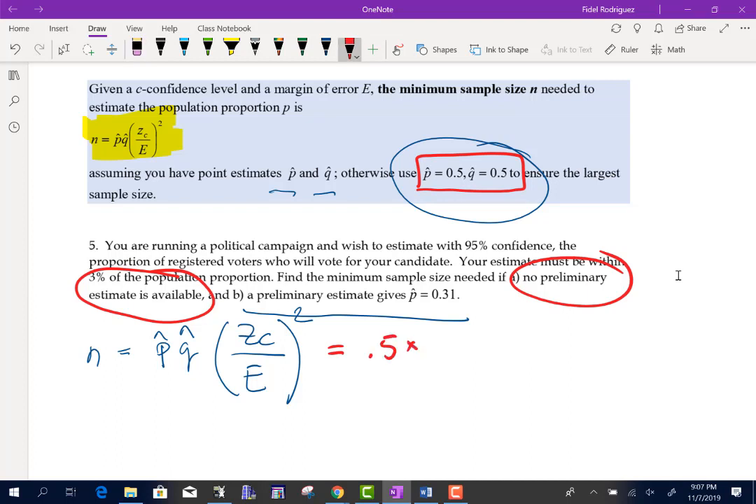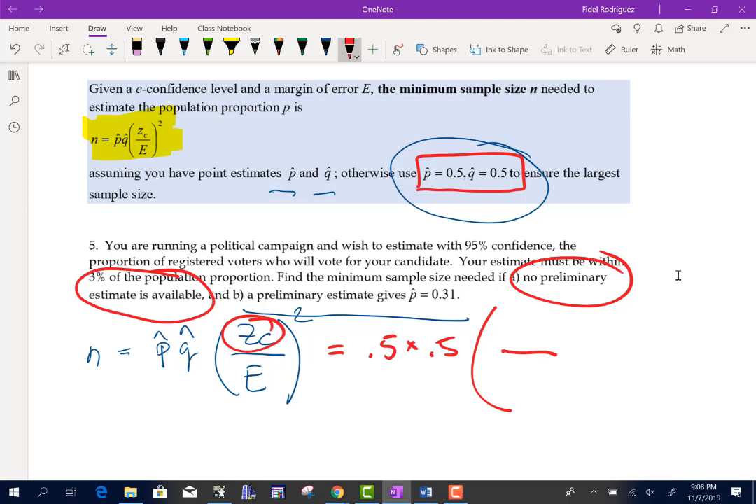0.5 times 0.5, okay? Now, I need to find my ZC. Guys, would you all do me a favor? Look at the first page of your notes. Is 1.96 the one they give us for when our confidence level is 95%? Is the ZC value 1.96? Everybody agree? And just to give you a heads up, guys, where am I finding that? All I'm doing is going right there at 95%.